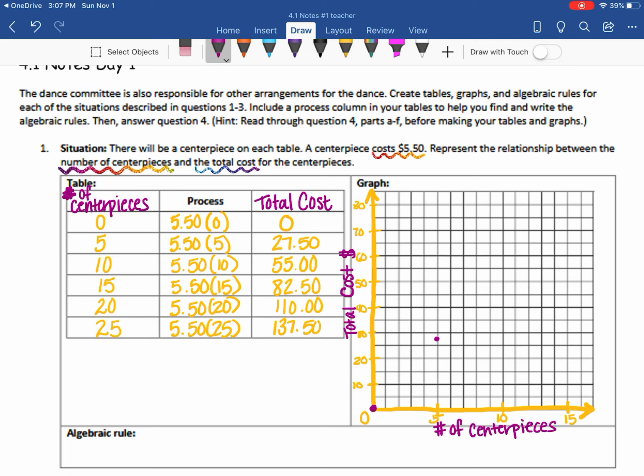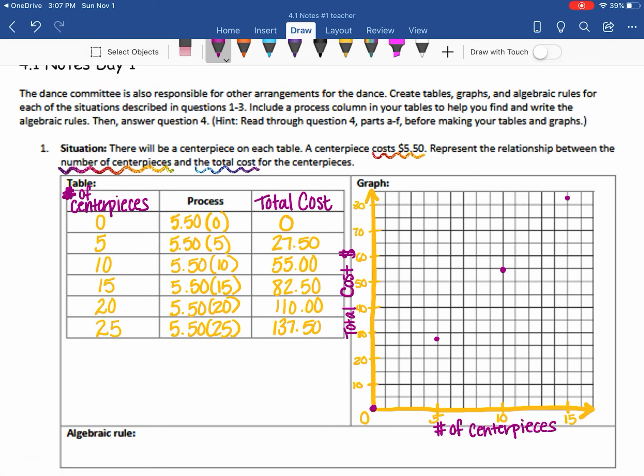10 costs 55. That should be right on a grid line. And then 15, we're at 82.50. So 15 should be exactly halfway between 80 and 85. Okay, so that gives me a nice spread out picture on my graph.